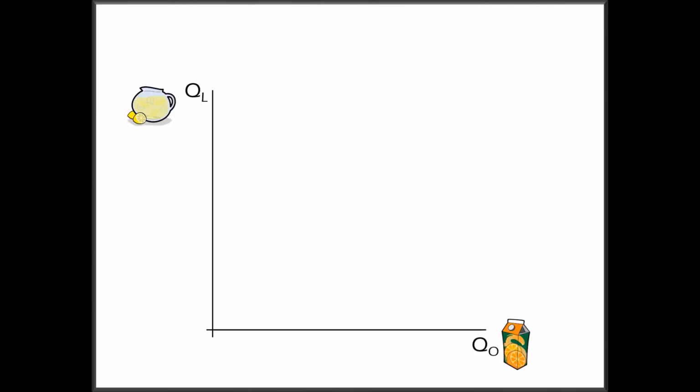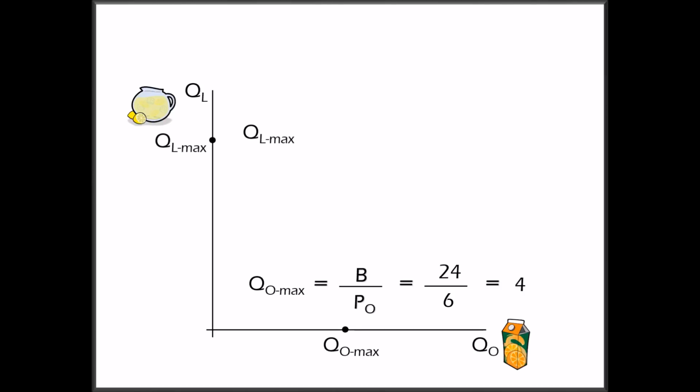Now, let's assume that this individual has a budget of $24. Let's also assume that the price of orange juice is $6, while the price of lemonade is $3. The first thing we need to find is the maximum amount of orange juice this individual can acquire or consume in this case. We can find it by taking the budget divided by the price of orange juice. This result is the quantity that would be consumed if the individual were to spend his or her entire budget on orange juice only. We now do the same with lemonade and find the maximum amount this individual could consume if the entire budget was spent on lemonade only.